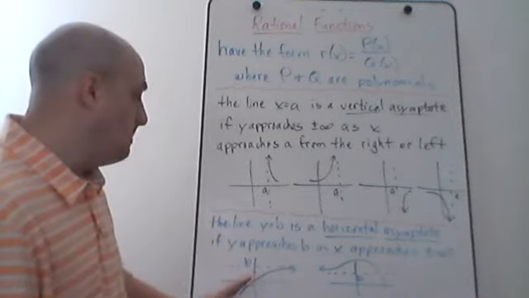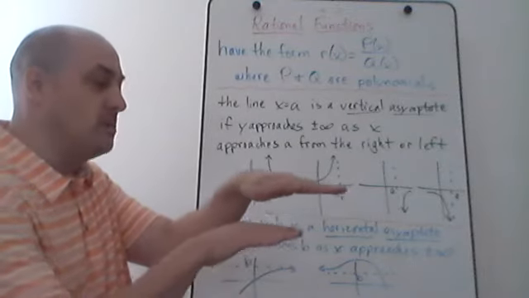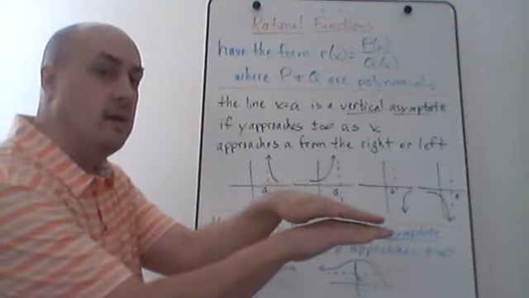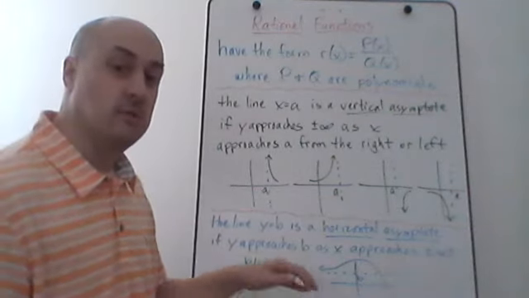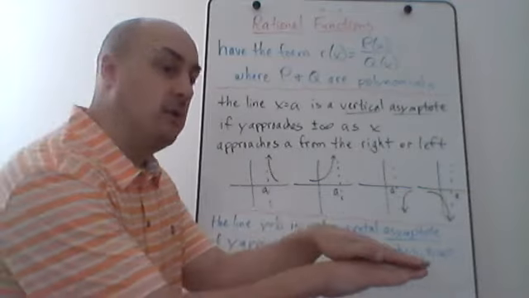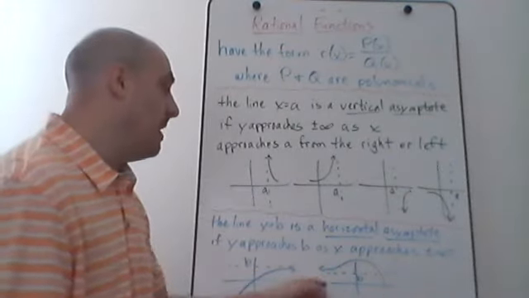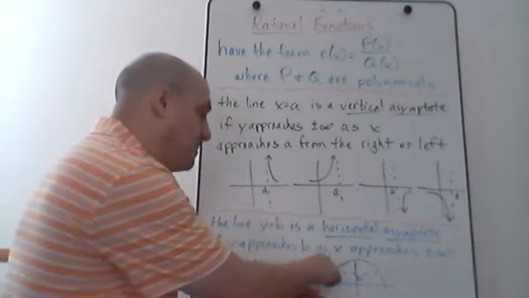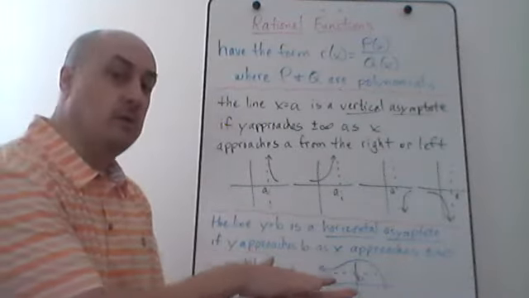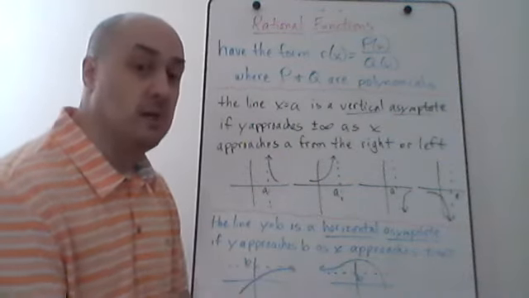So as x approaches infinity, as we move off to the right, if that graph keeps getting closer and closer to that horizontal line, then we say that that horizontal line is a horizontal asymptote. So the graph can approach that line and keep getting closer and closer to it. We call that line a horizontal asymptote. Or on the left side, as x approaches negative infinity, as you move way off to the left, if the graph keeps getting closer and closer to a horizontal line, then that horizontal line is our horizontal asymptote.